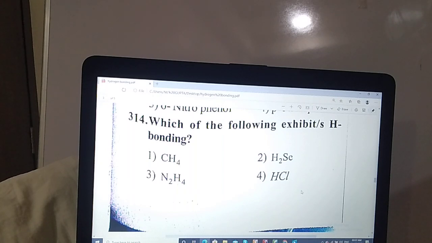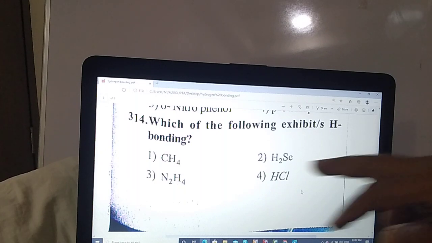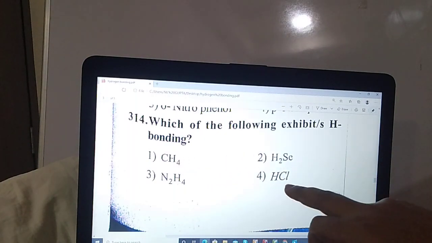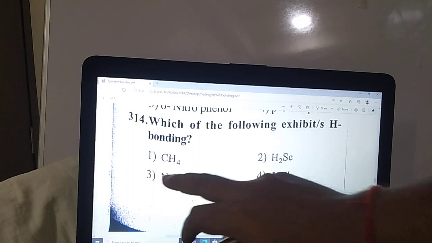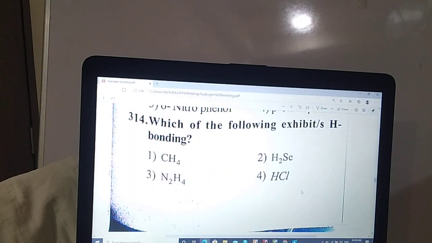These three are only capable of forming hydrogen bonding. Here carbon is there, selenium is there, chlorine. So these three will not form hydrogen bonding. So which will form? This one has nitrogen, so it will form hydrogen bonding. So now let us move on.